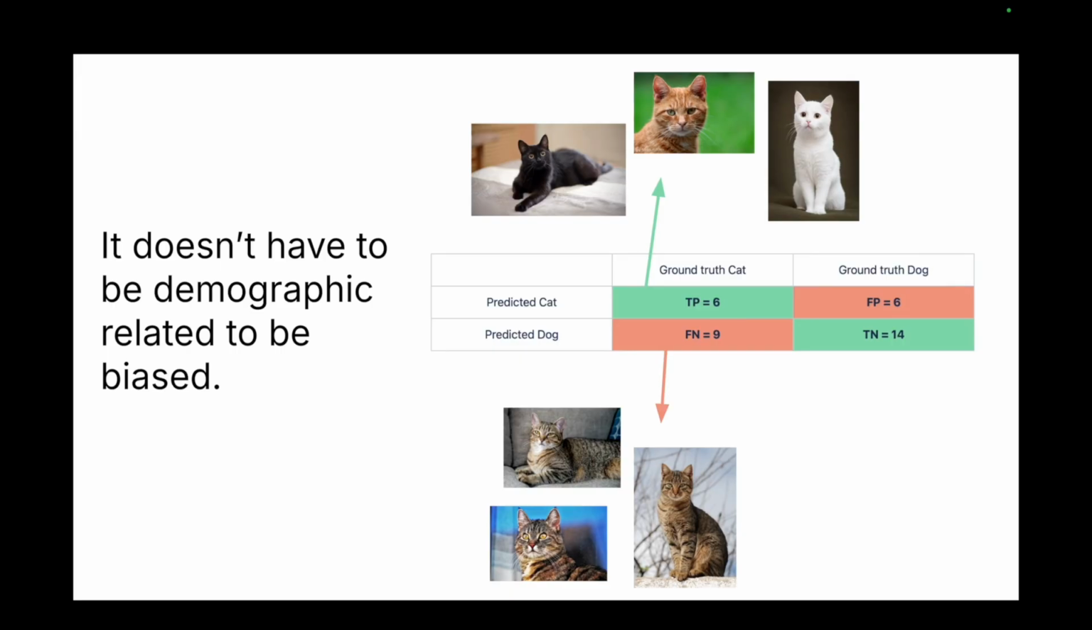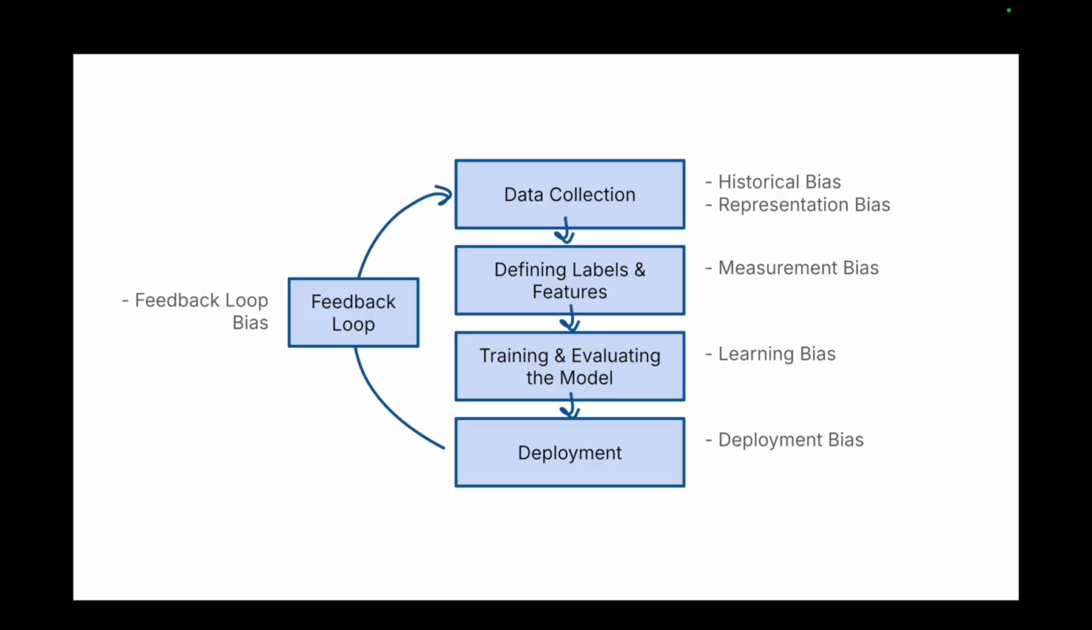Take, for example, if you're just predicting between cats and dogs, and you find that a lot of the times when the model predicts dog and it's actually a cat, it turns out that it's tabby cats. And so your model is biased against tabby cats. And this happens in lots of different applications that don't involve humans.